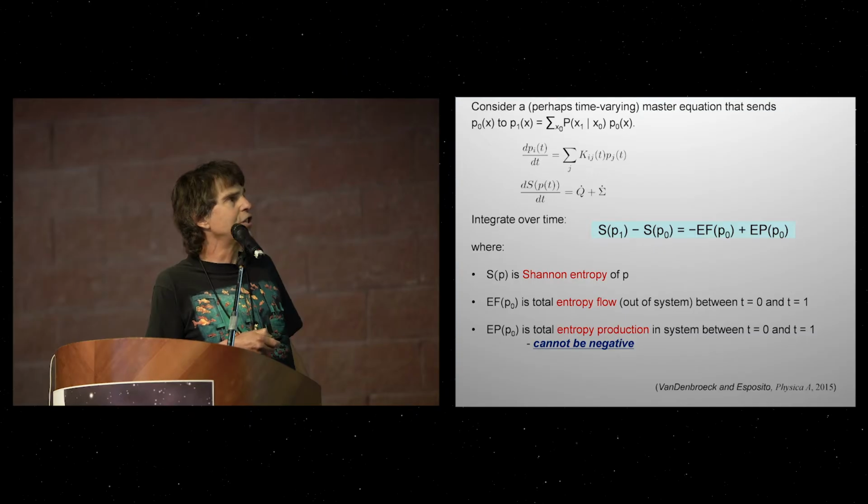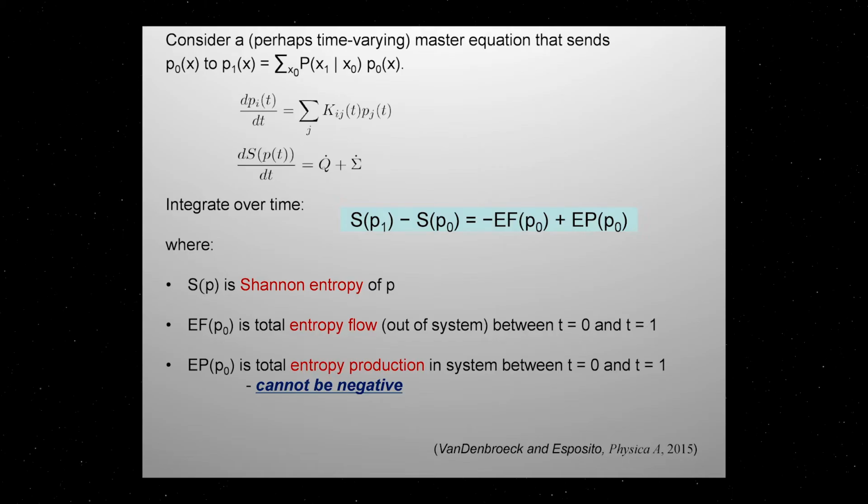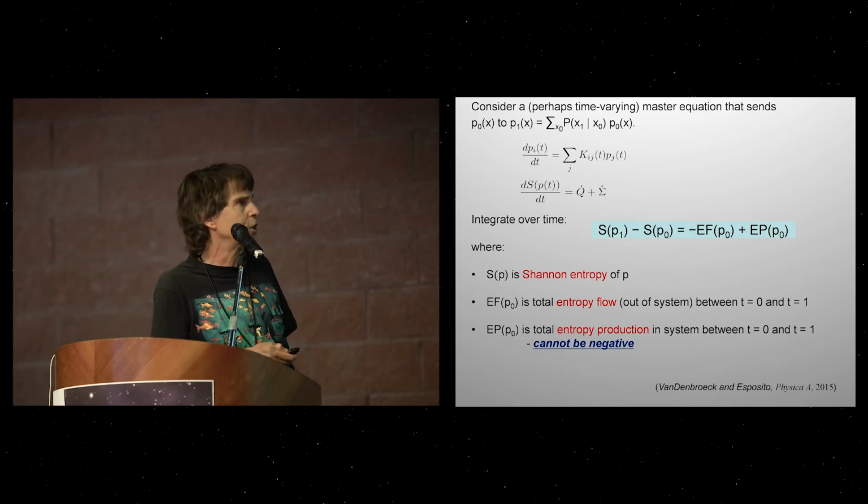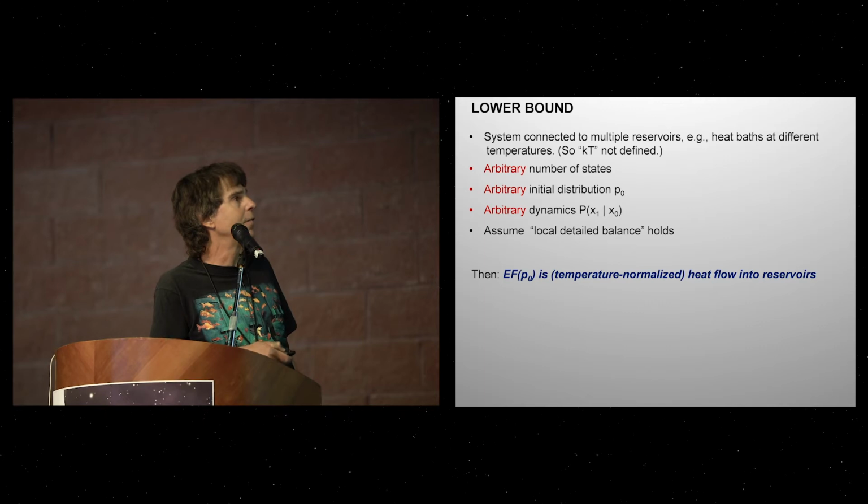So now let's just integrate this over time, and what we get is this. And this, by the way, is a great review article by Christian Van den Broeck, who recently passed away, and Massimiliano Esposito. You could read this in just a couple of hours. It's a gorgeous article. But what this is saying is that the change in entropy with time equals negative the total entropy flow out of the system during your time interval, plus the entropy production, which cannot be negative.